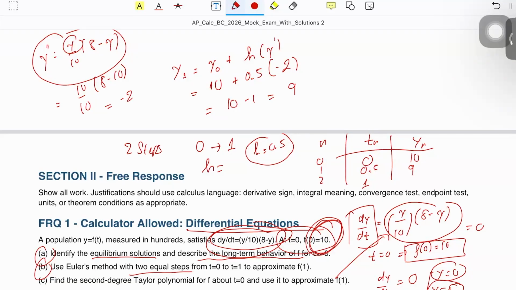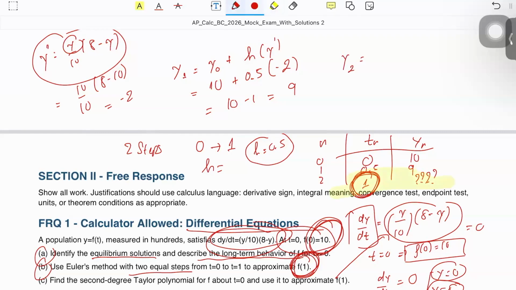I'm not done yet, because they asked about two steps. You're going to approximate f of 1, so you need to go to f of 1. You need to get this number. That's the final answer.